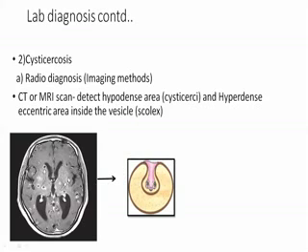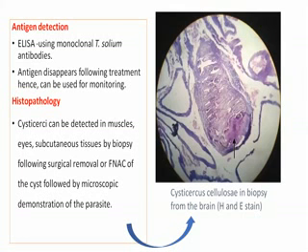Okay, here you can see first the hypodense area, that is representing the cyst. Inside that there is a hyperdense area that shows the scolex, that is because of the hooklets. Mainly because of the scolex, that shows the hyperdense area. Okay, this is the diagnosis. And another modality is important to diagnose cysticercosis.